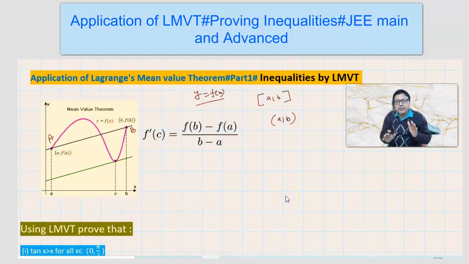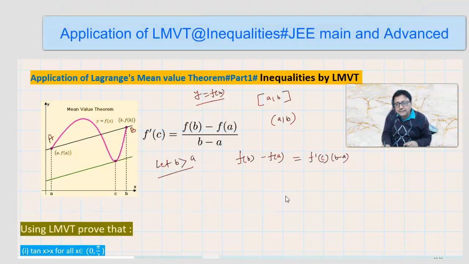Now before discussing any problem, just see one thing here. If we cross multiply, and assuming b is greater than a, then b minus a is a positive quantity. So f(b) minus f(a) is equal to f dash c into (b minus a). Now we can compare the functional values at two points a and b by using this equation.